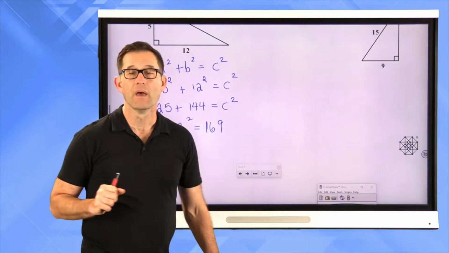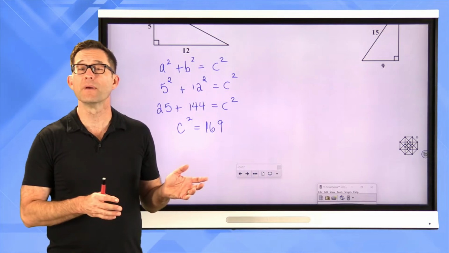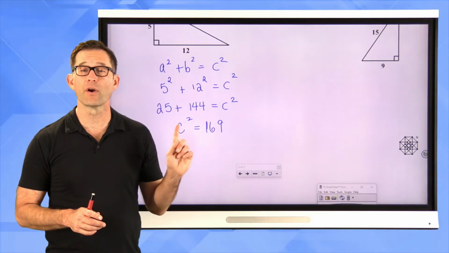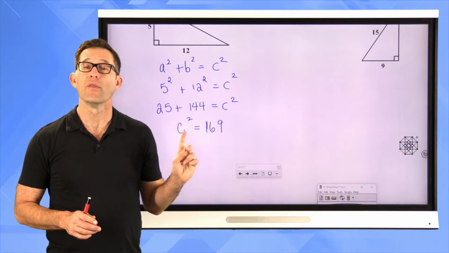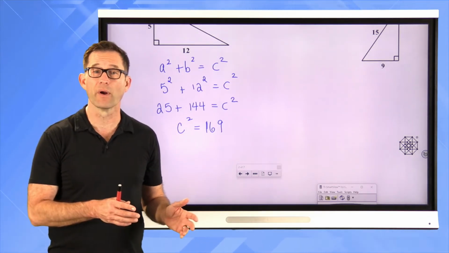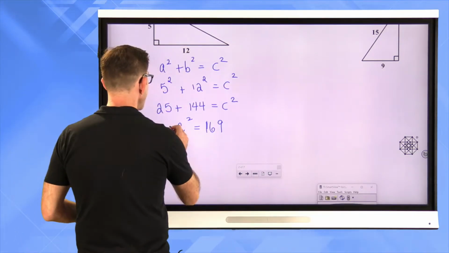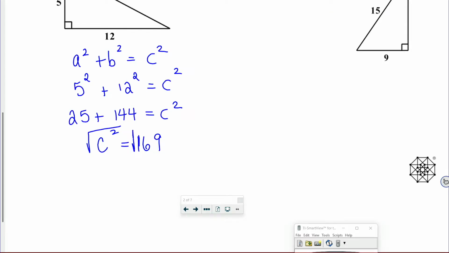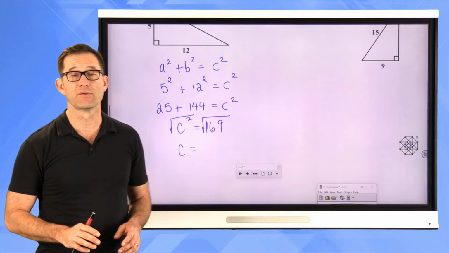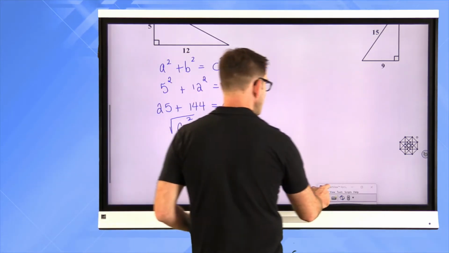You did a lot of work with quadratics in Algebra 1, so this should be no big deal. If we've got a variable squared equals a number, the way we get the variable by itself is we do the inverse of the squaring operation, which is the square root operation. Technically, we should get both a positive and a negative result, but because we're talking about the lengths of a triangle, we're only going to get a positive result. Now 169 is a perfect square, so it's got a nice square root.